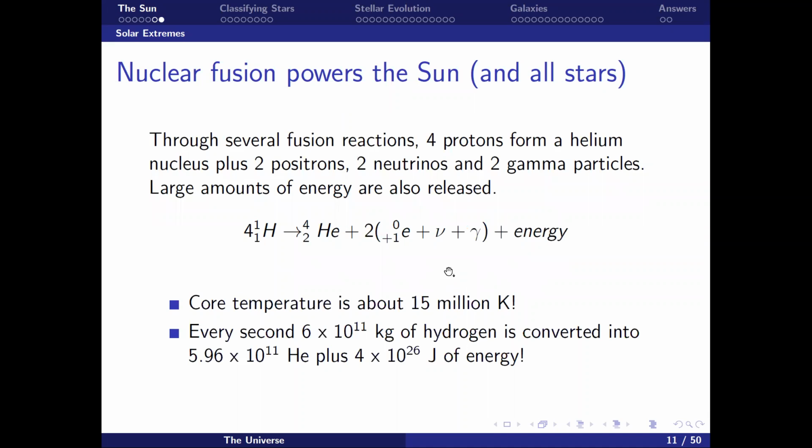That means that the core temperature of the sun is super hot, about 15 million Kelvin. And this process that's going on is every second, 6 times 10 to the 11 kilograms of hydrogen, just hydrogen, is converted into almost 6 times 10 to the 11 kilograms of helium. So it's a huge amount of energy, 4 times 10 to the 26 joules every second. It's producing a lot of energy.